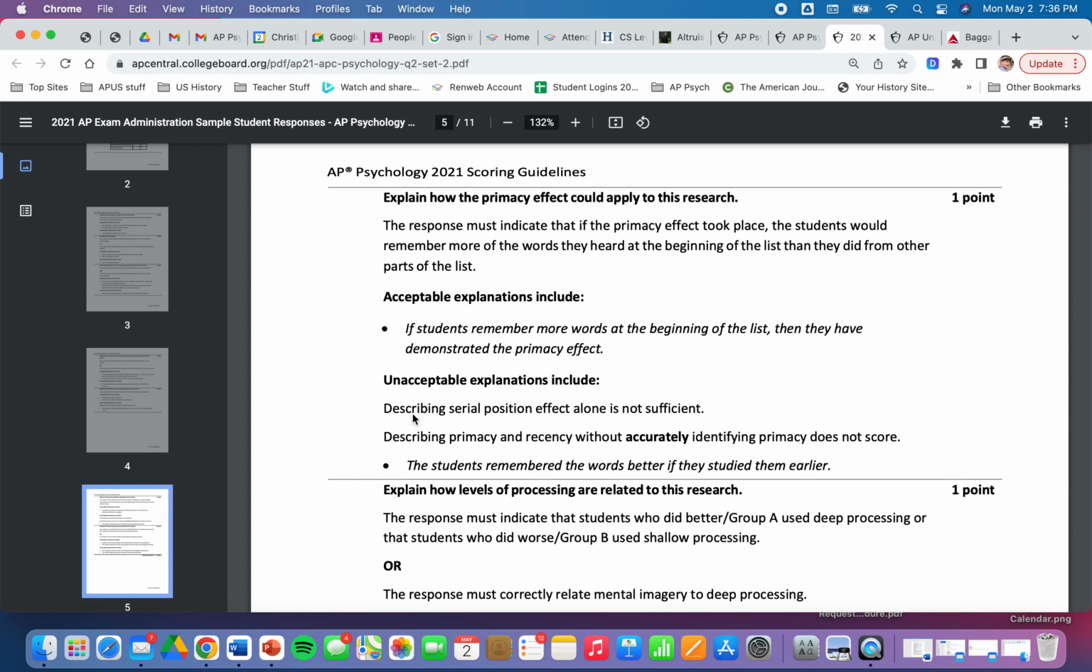Next one that we have is explain how levels of processing are related to the research. Would this work? The students who had no instructions did worse because they used shallow processing. Yes. Would that have worked? Yes, it would have. That's so smart. Can you repeat that? Sam, you don't have to explain the shallow processing paragraph.